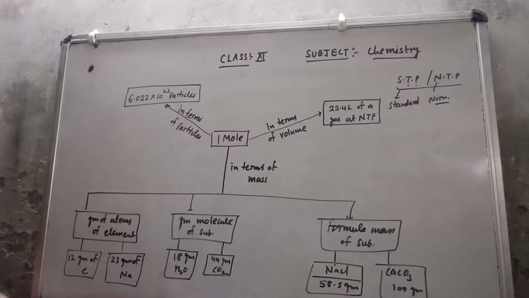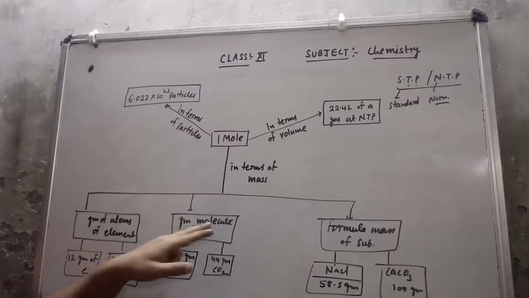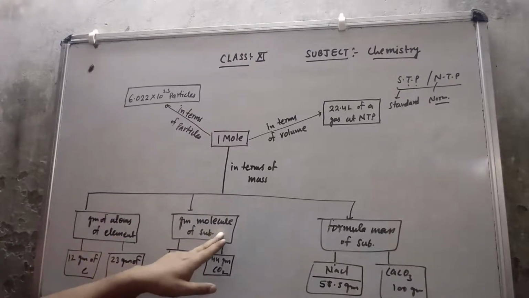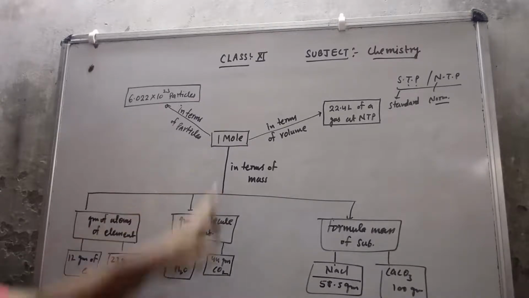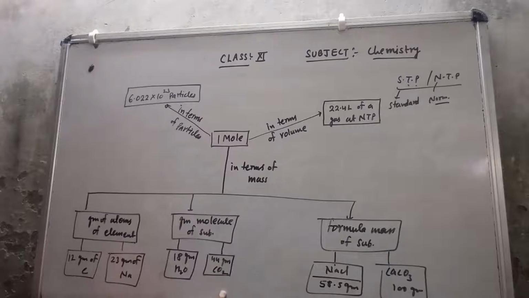Now suppose it is not an atom, it is a molecule. Then 1 mole is equal to the mass of one molecule of that substance. Suppose I have carbon dioxide. The mass of 1 molecule of carbon dioxide is 44 gram. So 1 mole is equal to 44 gram. Same, suppose I have a water molecule. Then 1 mole is equal to the molecular mass of water, that is 18 gram.